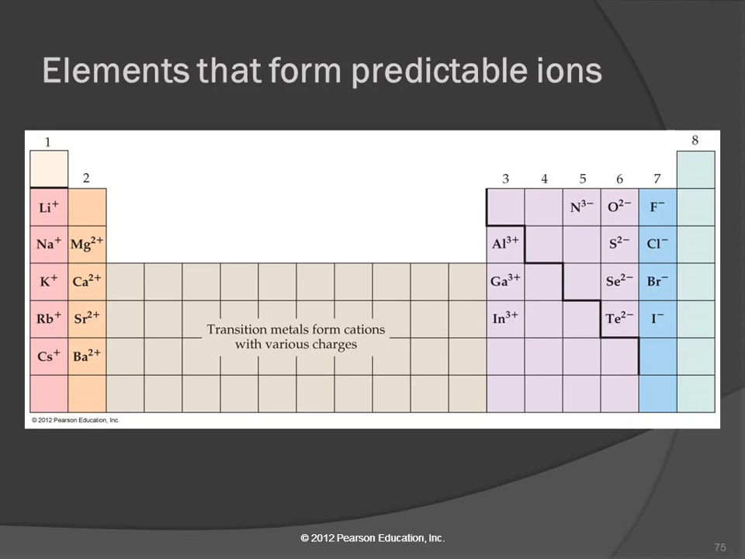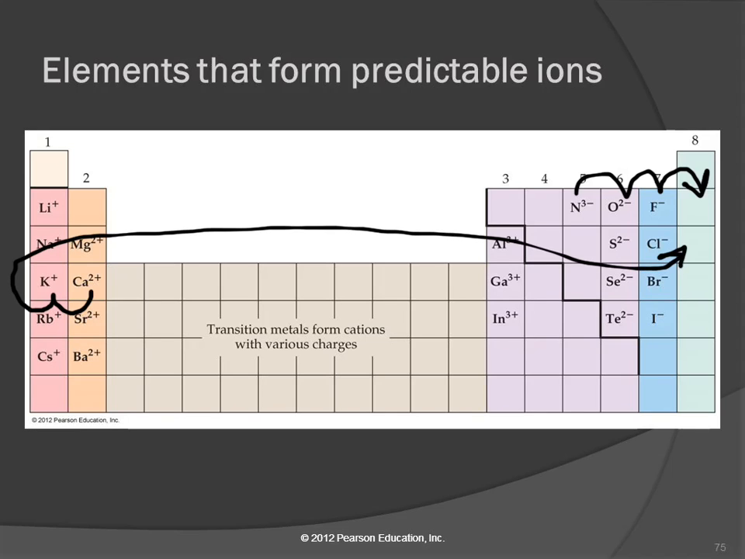Nitrogen needs 3 because it needs 1, 2, 3. By gaining 3 electrons, it becomes like a noble gas. Calcium loses 2. It goes 1, and then this guy jumps way over here, and he becomes like that one.